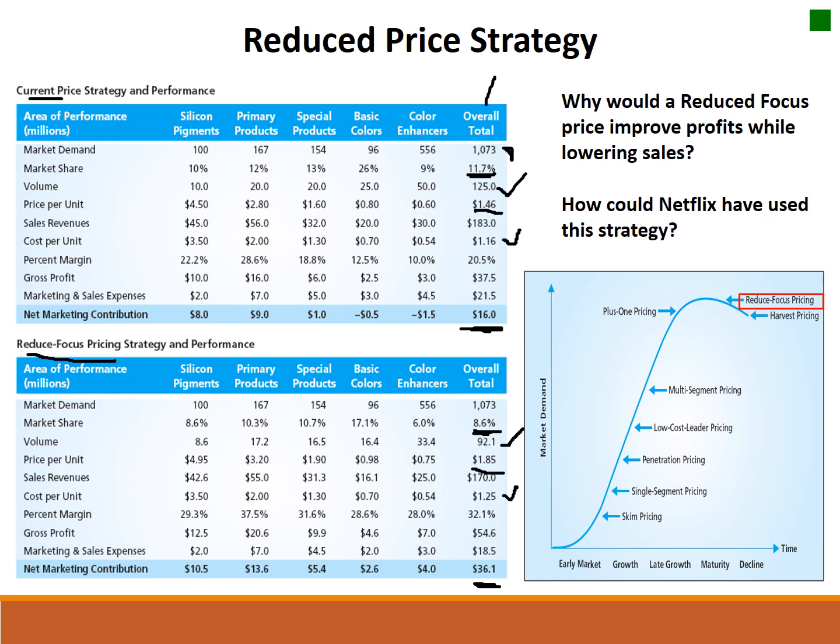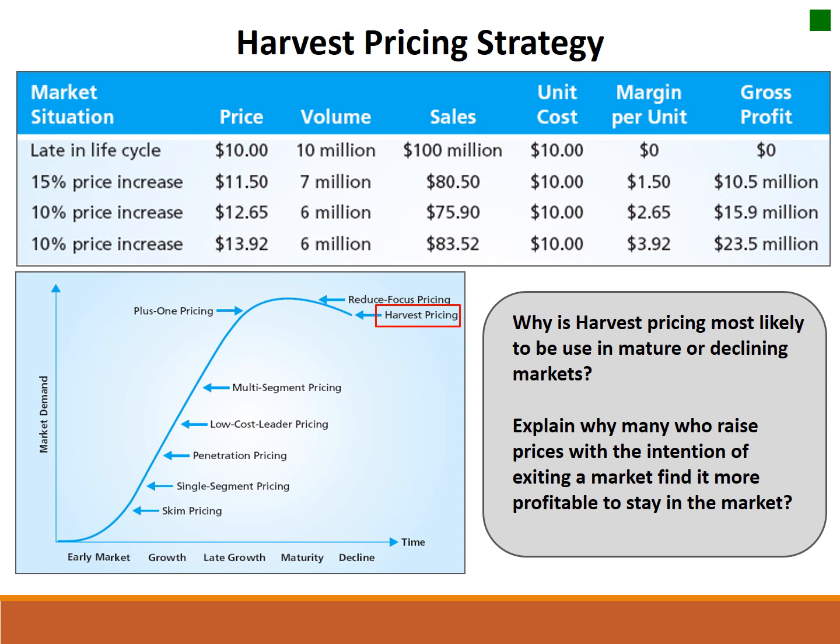So this continues on. We had this idea before where we had this plus one pricing strategy where you're really looking at quality over quantity. And this is even more the case here with a reduced focus or a selective pricing strategy, where you're really narrowing in on those customers that are least price sensitive and the ones that are maybe even better customers for you. The final stage here is the harvest pricing strategy.